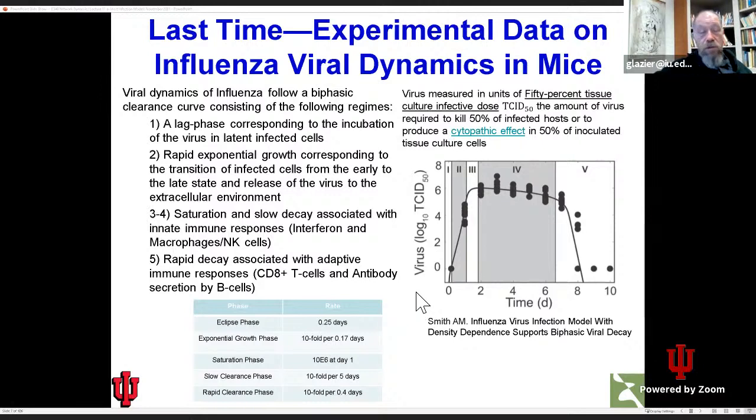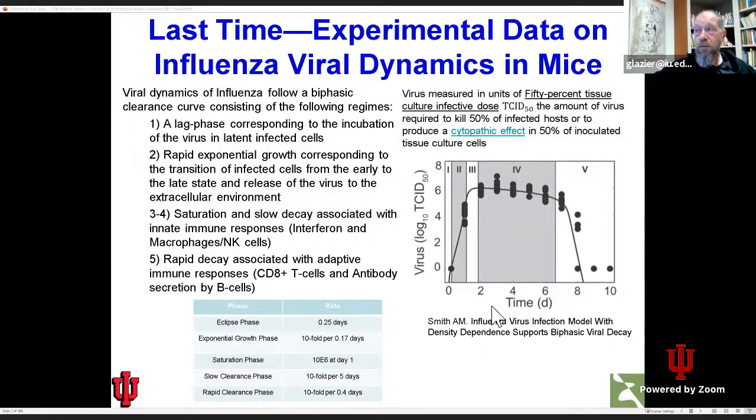In region one, the only thing we can ask is how long does it last? Because there's no virus, so the only thing we can quantify is the time. In region two, we can ask how long does it last? And since it's exponential, we can ask what's the exponent. And we're going to measure those exponents in how long does it take for the amount of virus to change by a factor of 10. And so in this exponential growth phase, you get a tenfold increase every 0.17 days. So over a day, you have 10 to the sixth or 10 to the seventh increase in the amount of virus. Quite a bit.